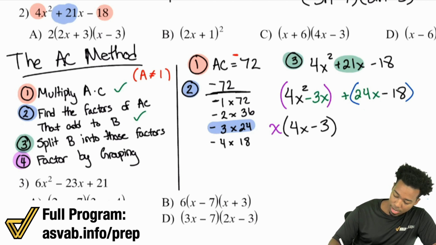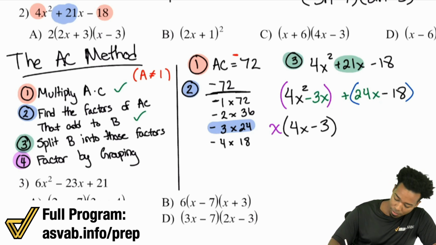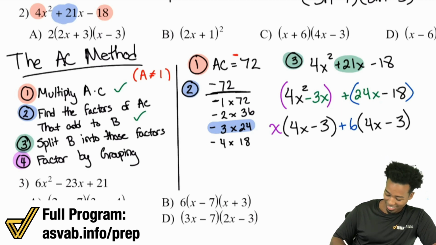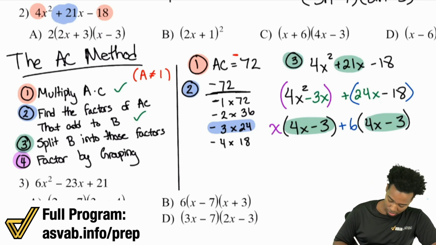Up next, what do we have over here? Well, what I know is that 24x and negative 18, they both share a 6. So I'm going to go ahead and divide each of them by 6, factoring that out. And I can say over here, 24x divided by 6 is 4x. 18 divided by 6 is 3. Keep that negative. Look at that. These are the same factors that we were expecting. And now we're factoring by grouping, step 4.